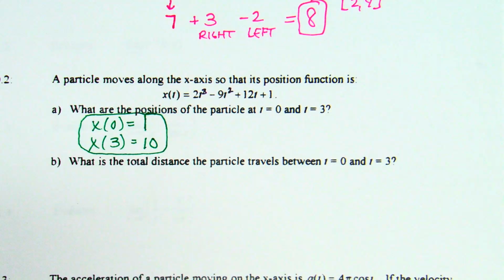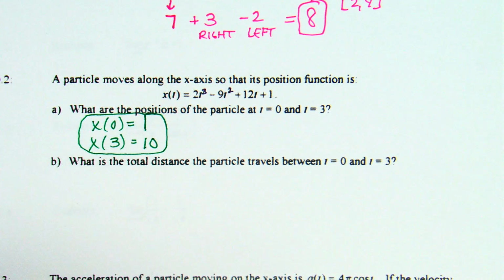What is the total distance the particle travels between t equals 0 and t equals 3? So we're going from 1 to 10. So distance, not position. So we're not going from the 1 to the 10, we're going from the 0 to 3? So do we have to plug in 1, plug in 2, if it goes to a negative or to a positive, because we're doing distance and not position? Absolute value and everything?